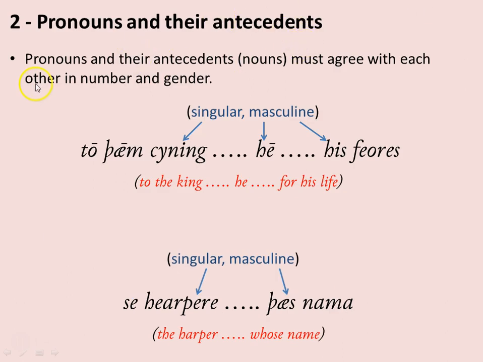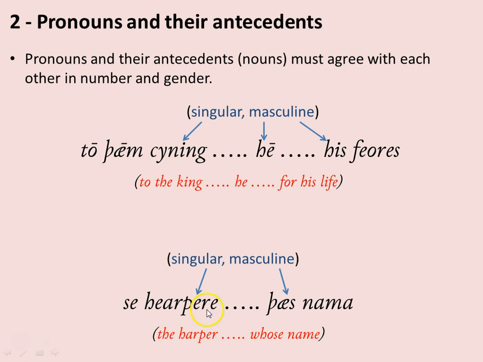Pronouns and their antecedents, that's the nouns, must agree with each other in number and gender. So we have here "to þæm cyning, he, his feores": to the king, he, for his life. Now, cyning, he, and his are all singular masculine.